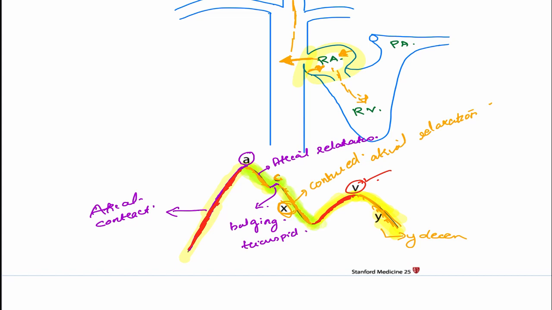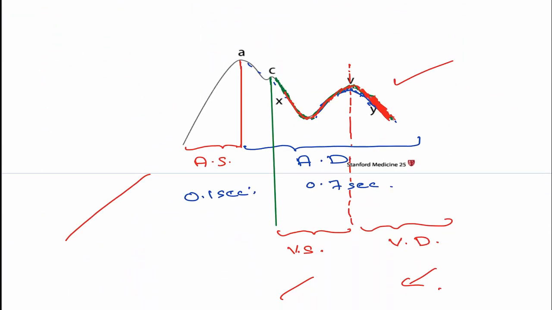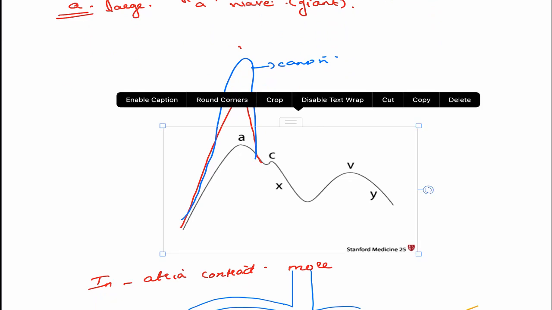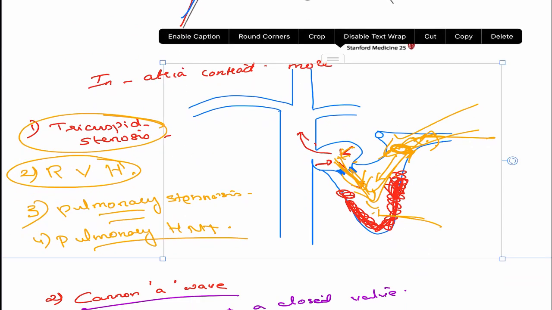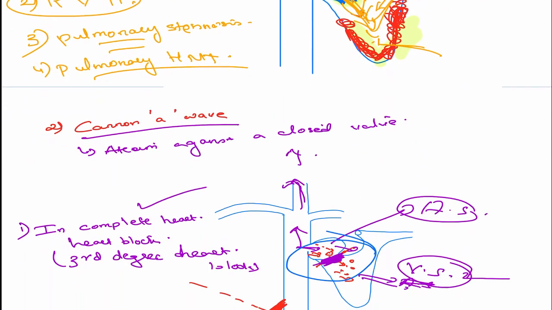Then there is continued atrial relaxation. Once the atria is fully relaxed, it fills up, the AV valve is open and the blood fills inside, where the pressure rises. Then a large A wave occurs whenever the atria is contracting much more forcefully than required. That is seen in tricuspid stenosis. It can be due to right ventricular hypertrophy, pulmonary stenosis or pulmonary hypertension.